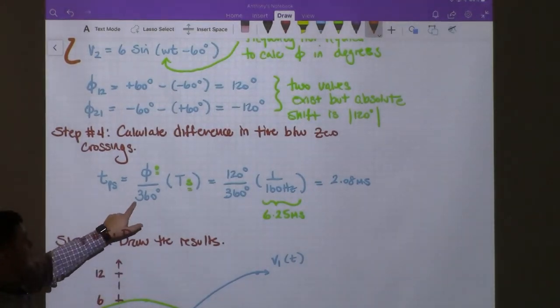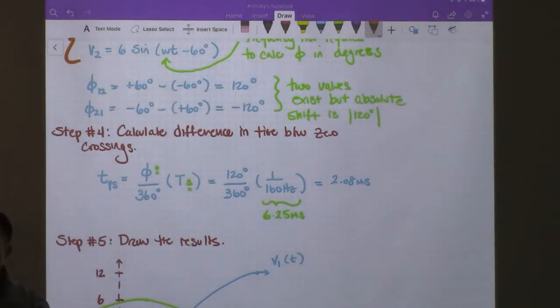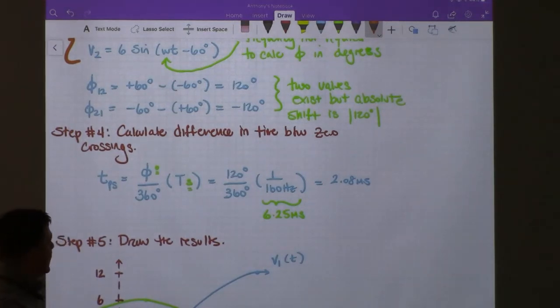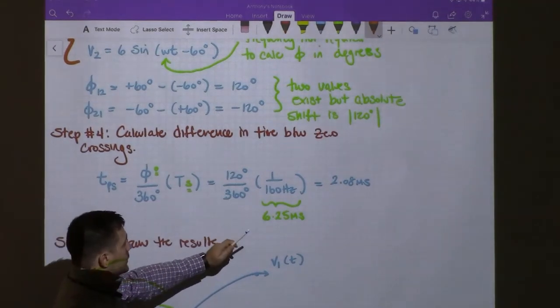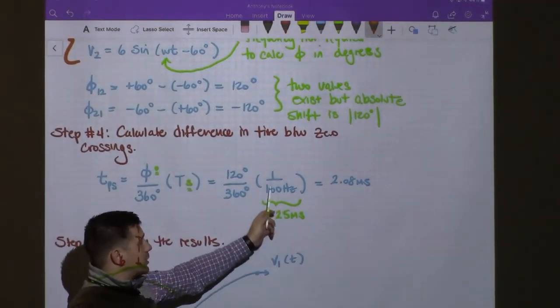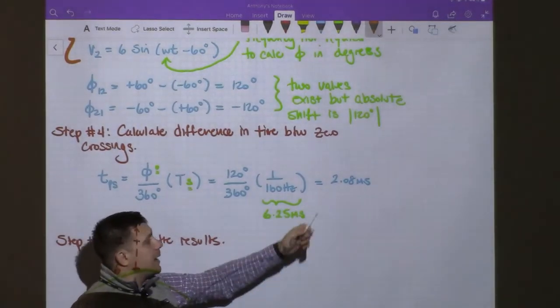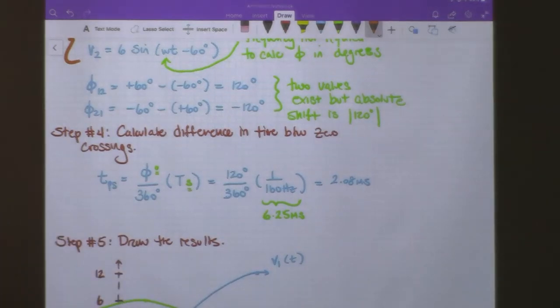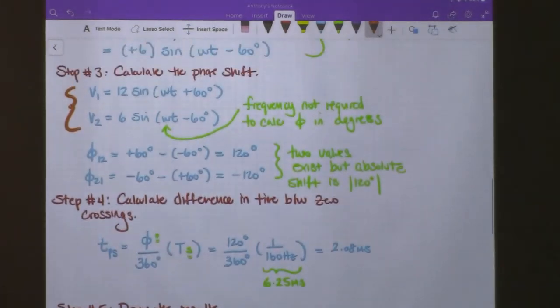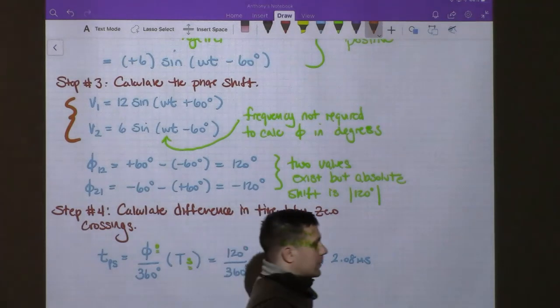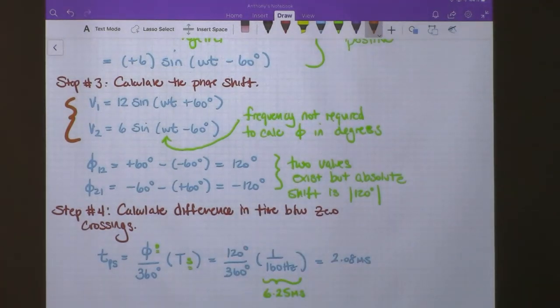Another way of explaining this is phi over 360 will tell us what fraction of the full circle is the phase shift. And if we take that fraction and multiply it by the period, that will give us the time difference between the zero crossings. So we have 120 degrees divided by 360 degrees. Instead of calculating the period, I just put 1 over 160, which is 6.25 milliseconds. And we end up with a difference of 2.08 milliseconds between the zero crossings for both of the waveforms.